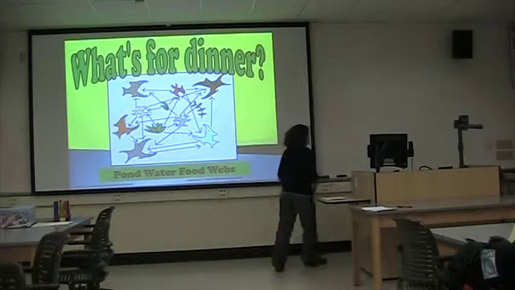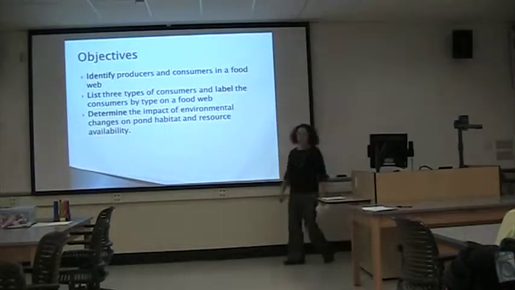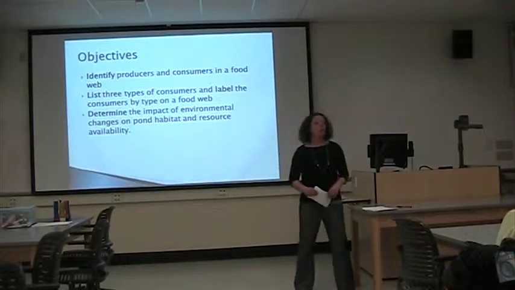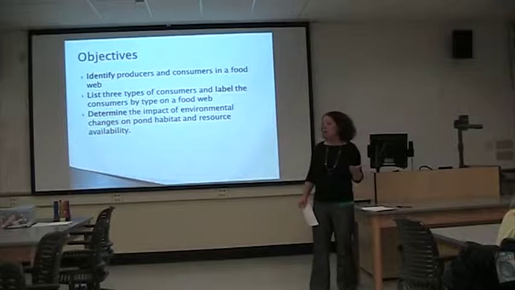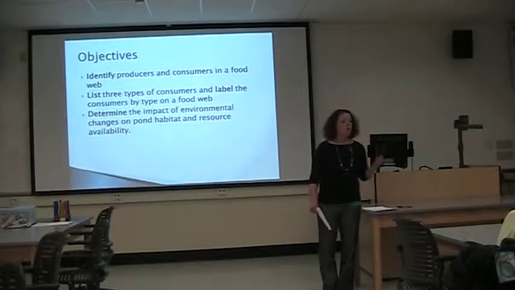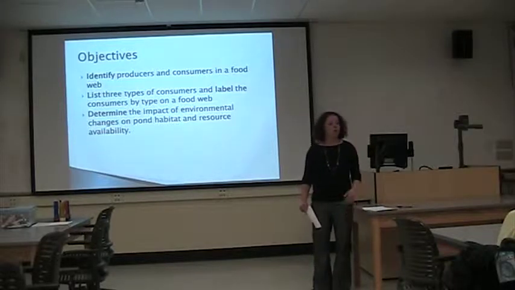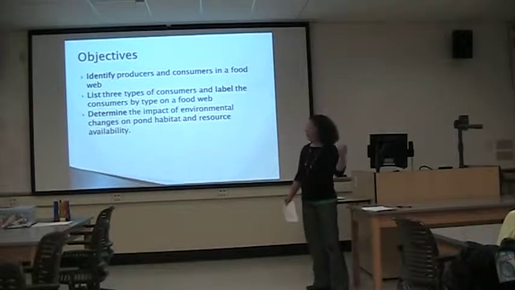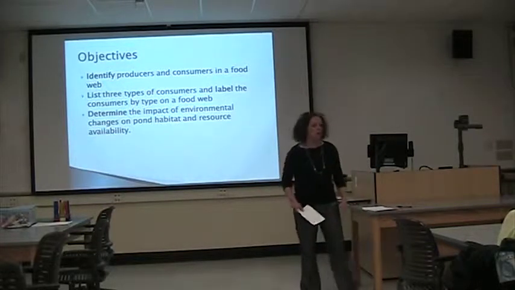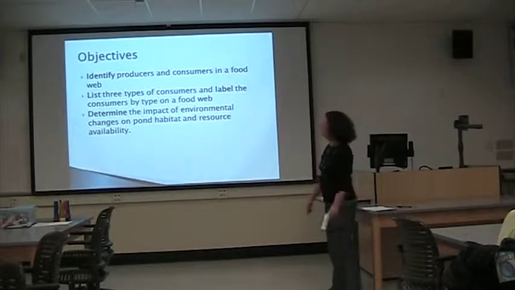So our objectives for today's class are we're going to identify some producers and consumers in a food web. So if you recall from last lesson, we discussed what a producer was and what a consumer was. Remembering the producers are those organisms that get their energy from the sun or from other sources, creating their own energy within them. Consumers have to eat something else, in effect. So they're going to consume something, take it into their bodies, and eat it for their energy.